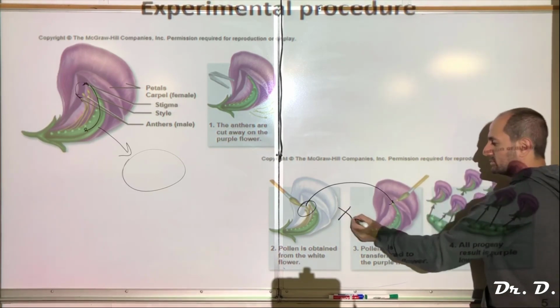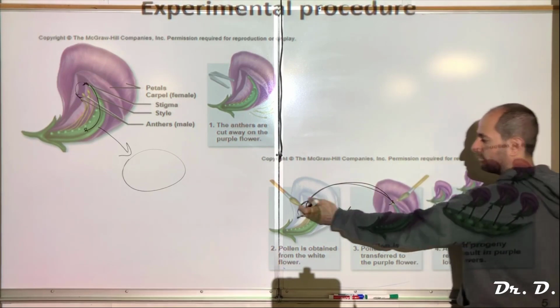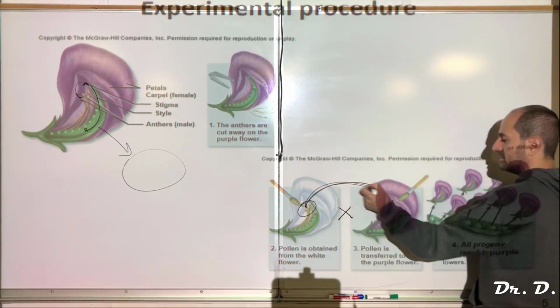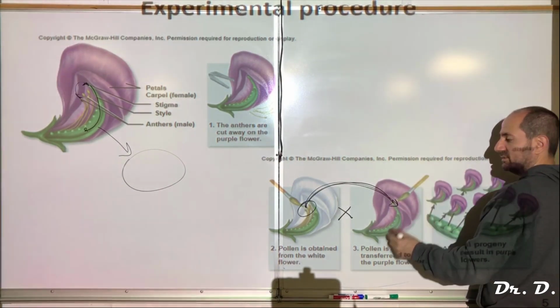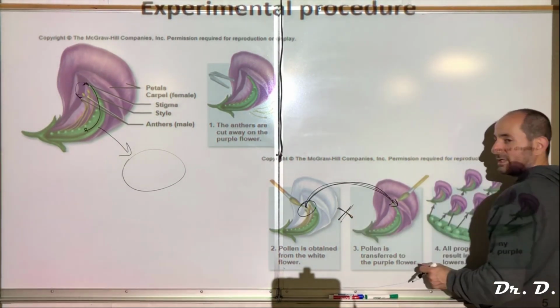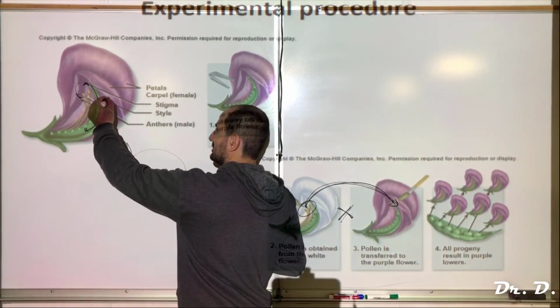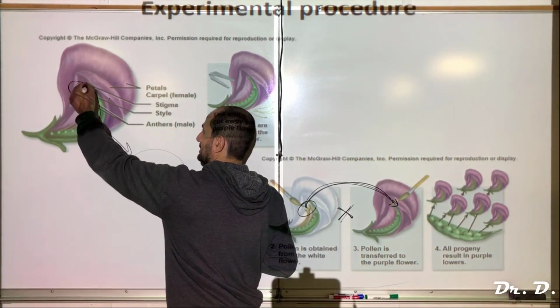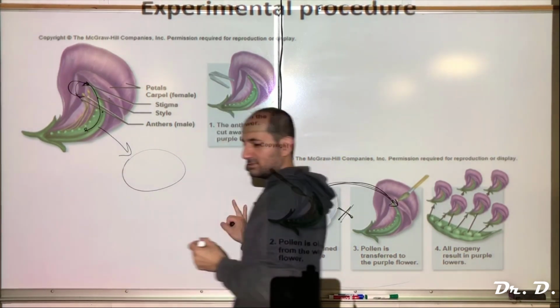This would be called cross-fertilize, where you take pollen from one plant, let's say a white flower plant. You take pollen from the white flower plant and you deposit it on the purple flower plant. These are two different plants. That's called cross-fertilization. Or like I said, you could just take the pollen from this flower and allow it to pollinate itself. That would be called self-fertilization.